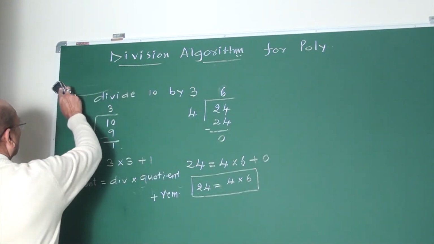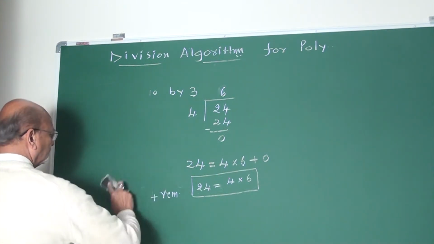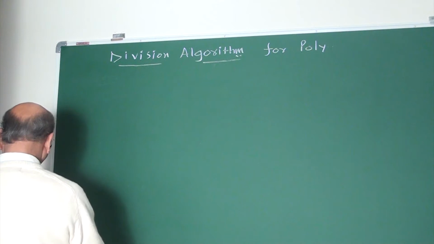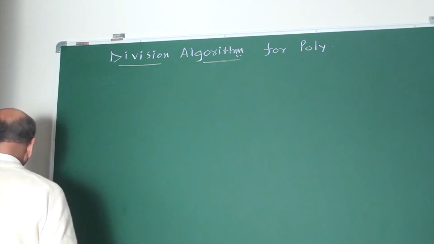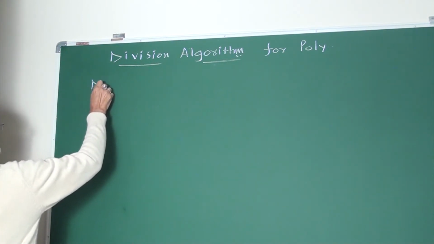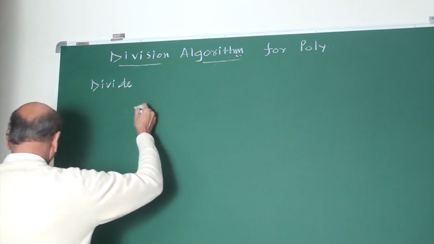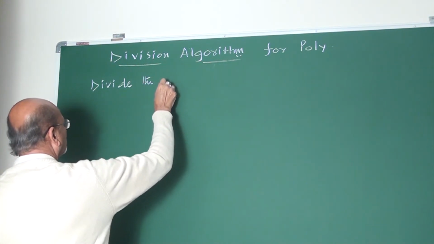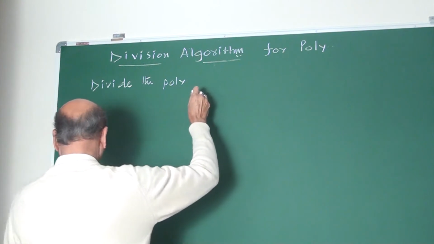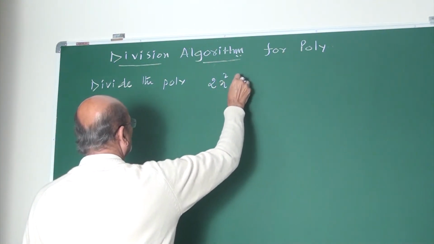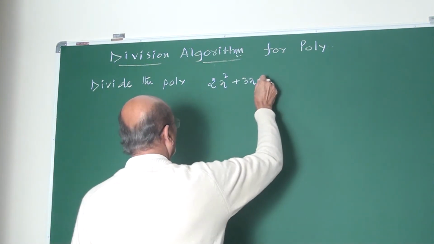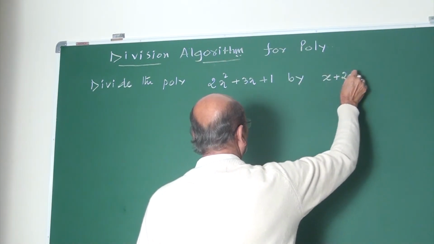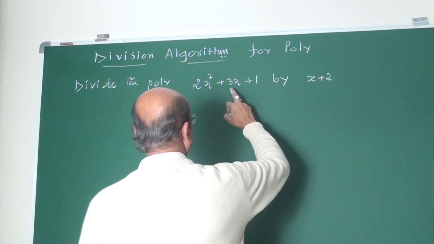Now I do it in case of polynomials, as we did in case of numbers. Divide the polynomial 2x square plus 3x plus 1 by another polynomial. That other polynomial is x plus 2. Divide this polynomial by x plus 2.